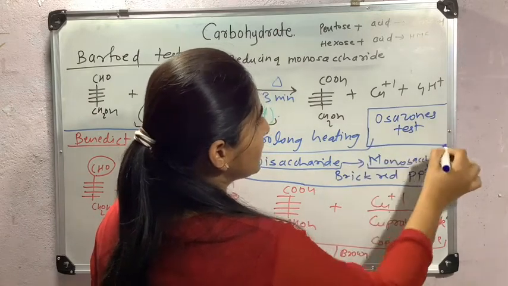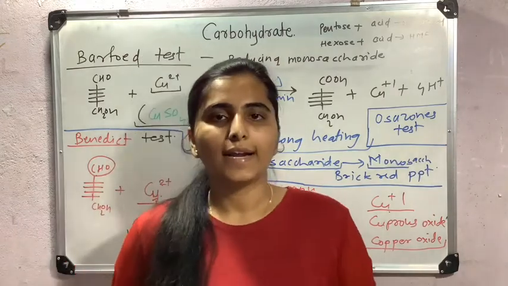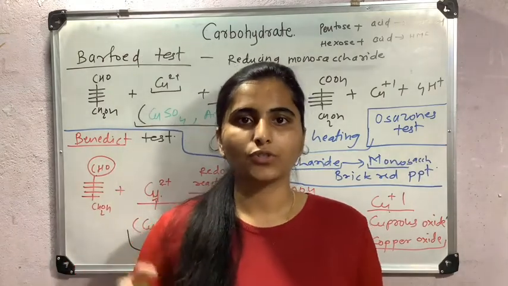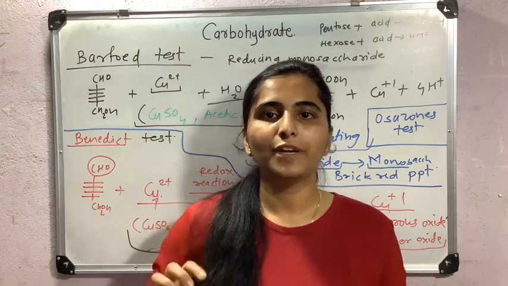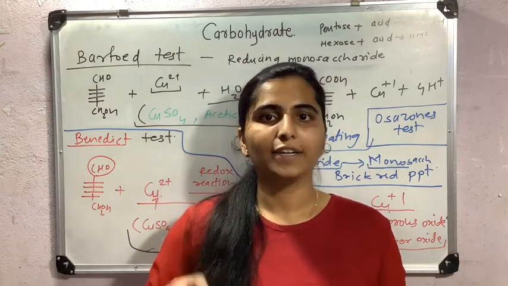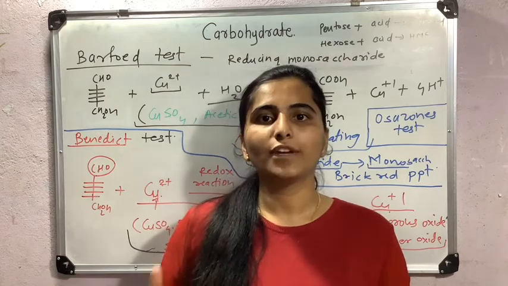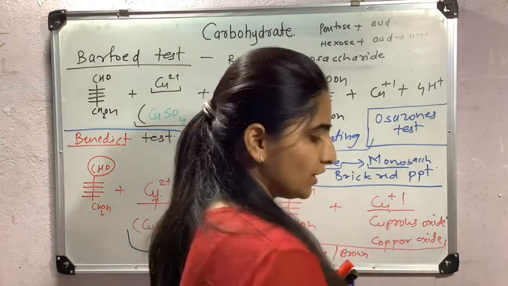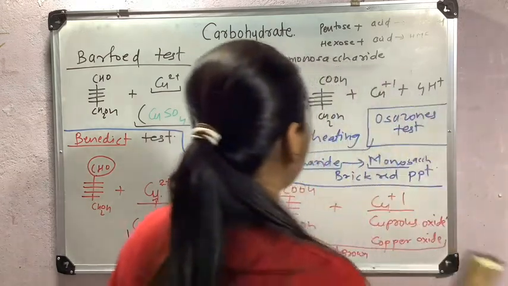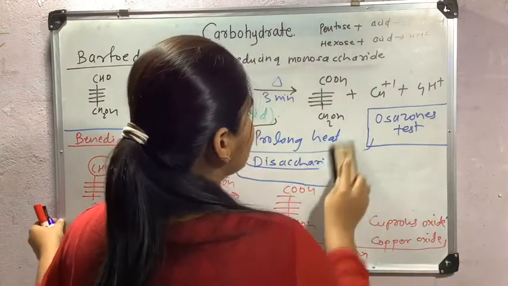In this test, crystals will form, and different reducing sugars have different crystalline natures. Also, they have different precipitation times and different melting points, from which we can identify that reducing sugar, or the name of that reducing sugar. Here I will write the principle of the Osazone test.